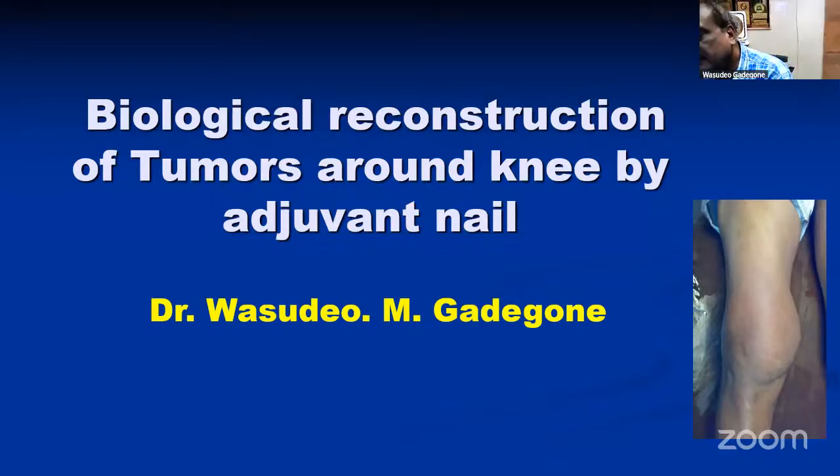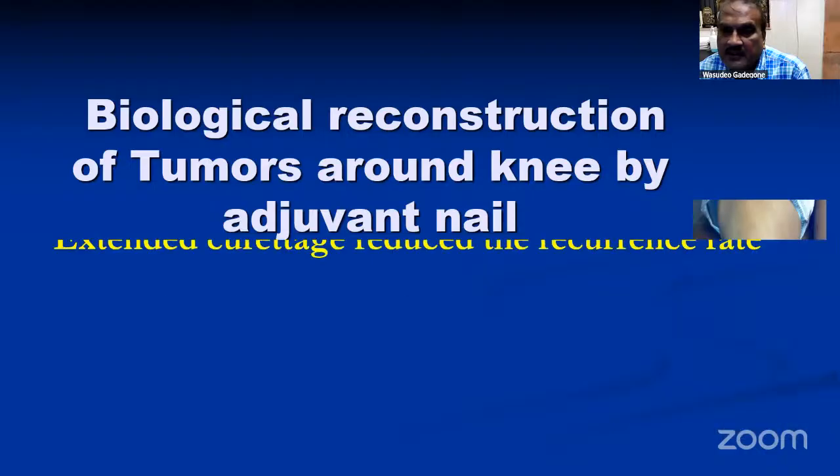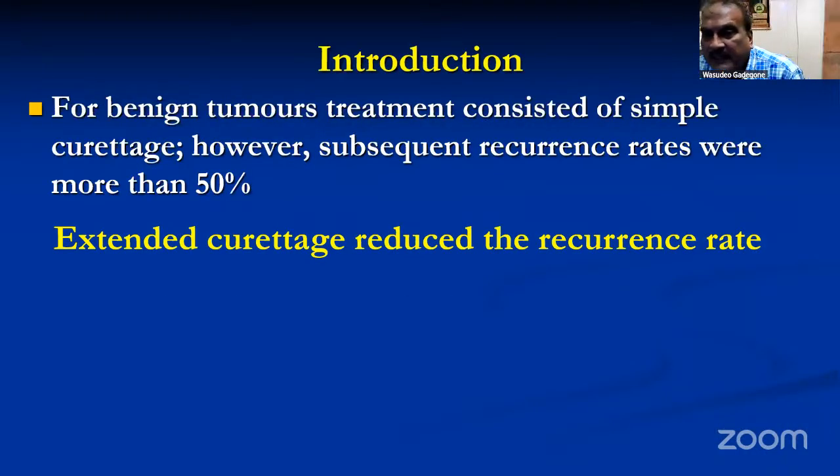It is a very old practice, but I want to present it because the younger generation should know that 20 years, 13 years ago, something was being done for the bone gap after excision around the knee joint. Benign tumors were treated by simple curettage.